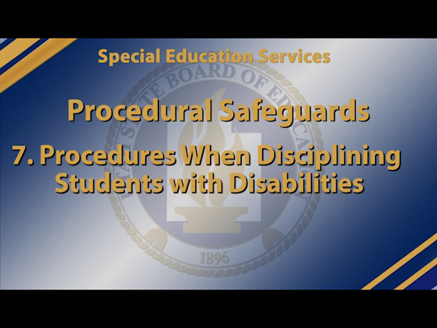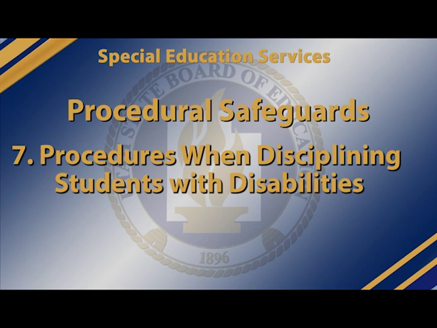34 CFR Section 300.534. General. A student who has not been determined to be eligible for special education and related services under the IDEA and who has engaged in behavior that violated a code of student conduct, may assert any of the protections provided for in this part if the LEA had knowledge that the student was a student with a disability before the behavior that precipitated the disciplinary action occurred.